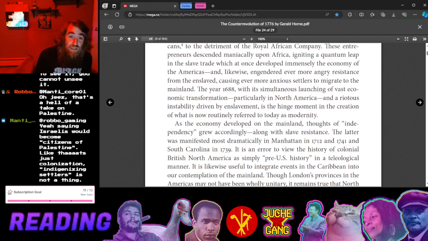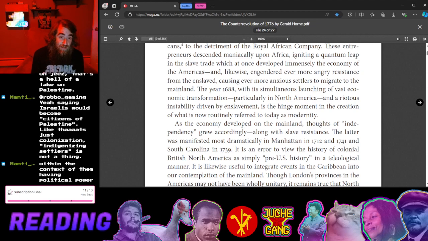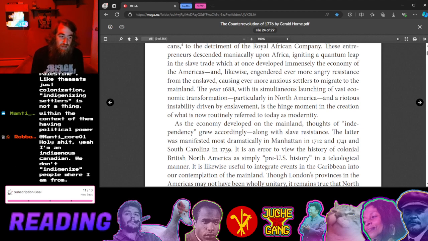These entrepreneurs descended manically upon Africa, igniting a quantum leap in the slave trade, which at once developed immensely the economy of the Americas, and, likewise, engendered ever more angry resistance from the enslaved, causing ever more anxious settlers to migrate to the mainland. The year 1688, with its simultaneous launching of vast economic transformation, particularly in North America, and a righteous instability driven by enslavement, is the hinge moment in the creation of what is now routinely referred to as modernity.